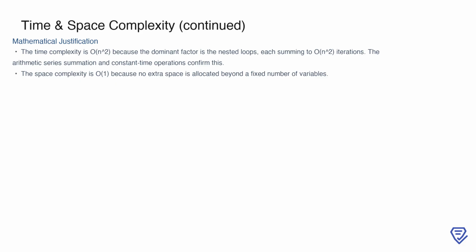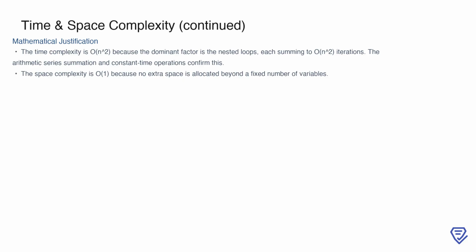Finally, to mathematically justify the time complexity of n squared, consider the dominant factor, the nested loops. Each inner loop's iterations contribute to an arithmetic series that sums to O(n squared), and this is combined with the O(n) outer loop. Constant time operations inside the loops do not affect the overall complexity, as they are negligible compared to the O(n squared) iterations. For space complexity, the algorithm's use of fixed variables results in a constant space requirement, or O(1). Since no additional space is allocated for data structures beyond what is necessary for the input and variables, the space complexity remains optimal.